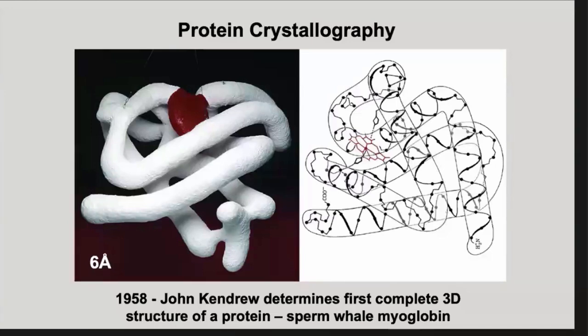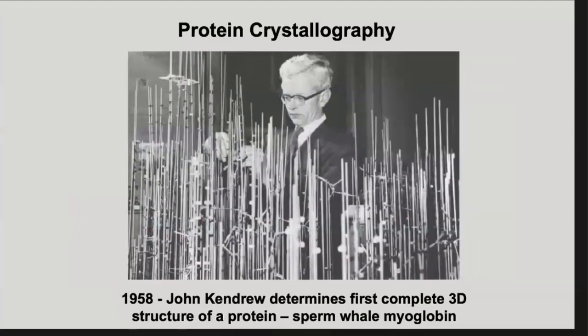So after he had determined this kind of low resolution model of myoglobin, he continued to analyze more and more of the dots on the X-ray pattern and gradually refine the model, and eventually was able to create a bunch of those things I showed you earlier called electron density maps that look like little topographic maps showing the location of atoms, individual atoms within the molecule. And this is a picture of him actually working on the final model of myoglobin in his laboratory.